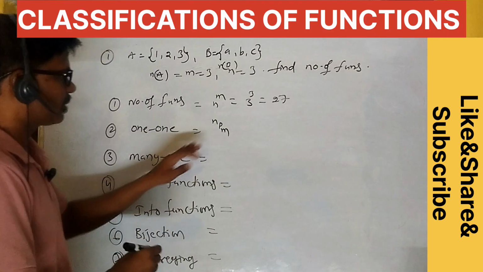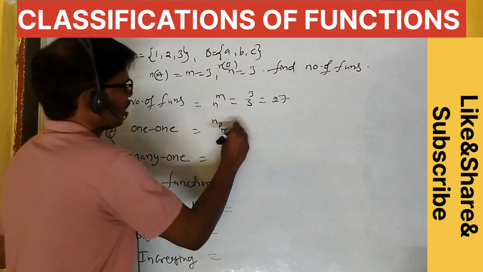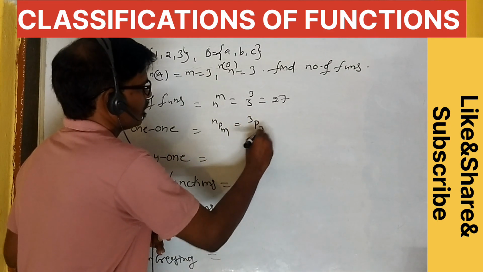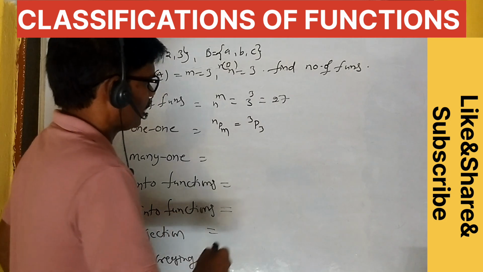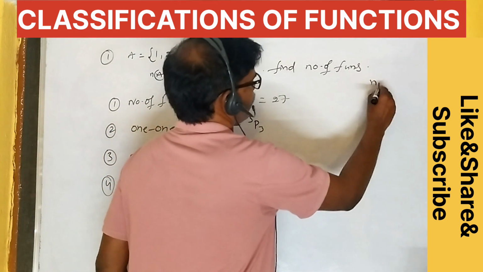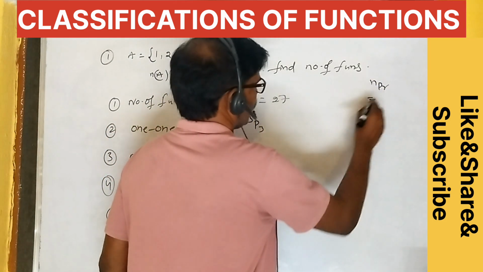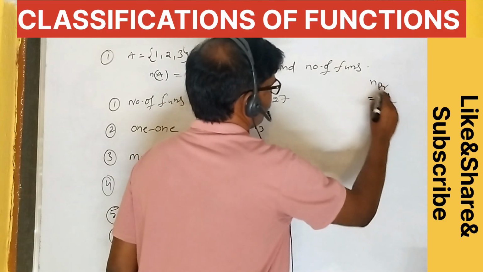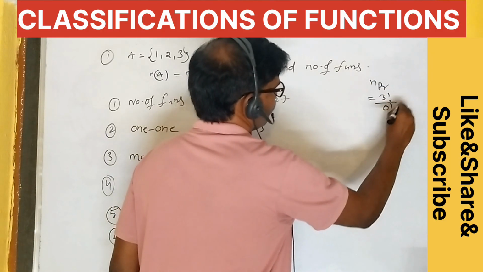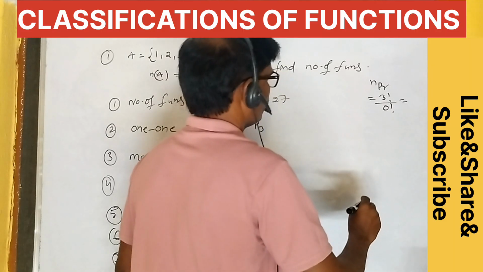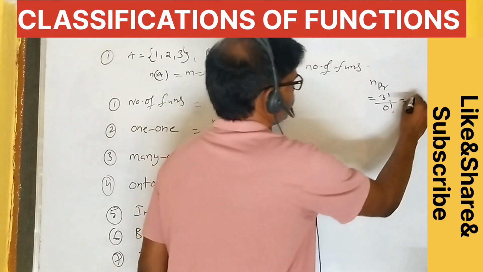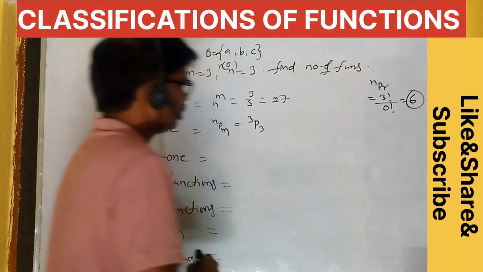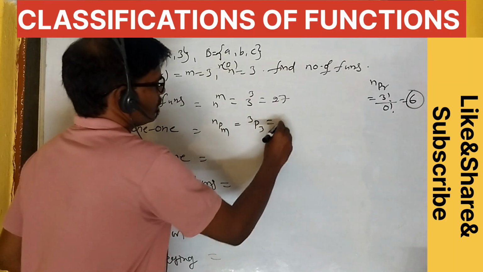The number of one-one functions is called nPm, equal to 3P3. What is the formula? nPr formula: nPr equals n factorial by (n minus r) factorial. So 3P3 means 3 factorial by (3 minus 3) factorial, equal to 0 factorial, equal to 3 factorial, equal to 3 into 2 equal to 6. This is the 3P3 is equal to 6.